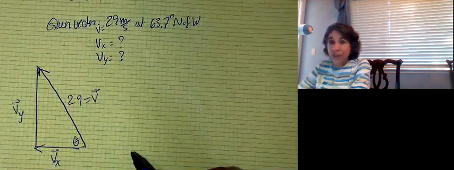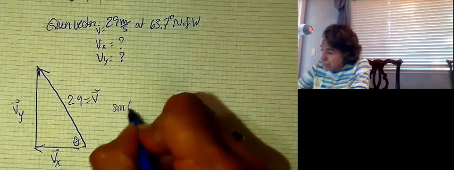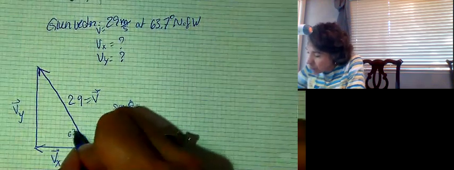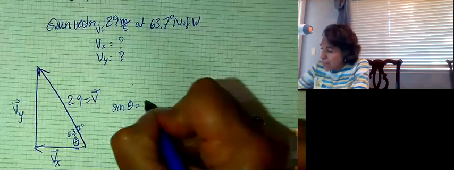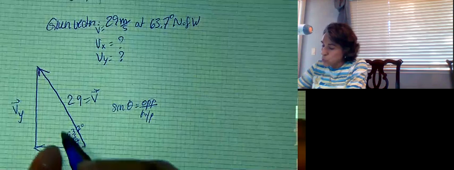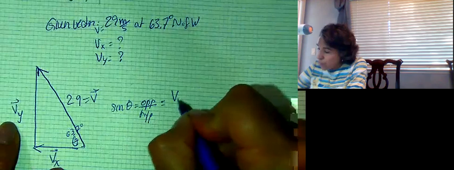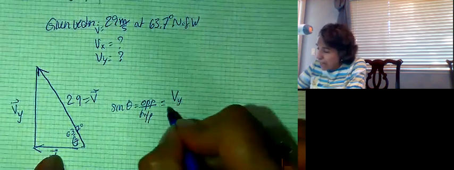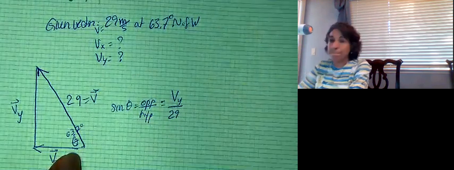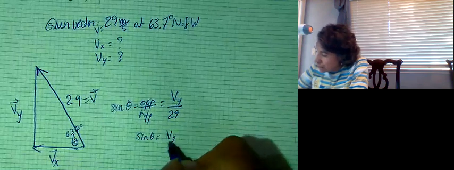Okay? All right, so let's look at the sine. What's the sine of this guy? Sine of theta is equal to, by the way, theta is 63.7 degrees. Sine of theta is opposite over hypotenuse. Who's the opposite here? Right here, Vy. So the magnitude of Vy is the opposite of this angle, and my hypotenuse is this guy right here, it's 29. Let me rewrite that. Sine of theta is equal to Vy over 29.